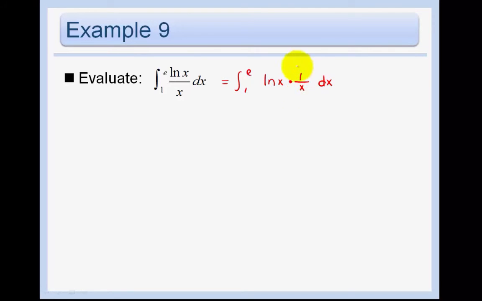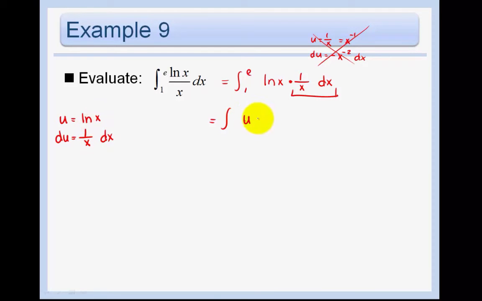If I let u be 1/x, then du would have been negative x to the negative 2, which you don't see here. So that can't be right. But if I let my u be ln x, then the derivative of ln x is 1 over x dx, which I do see here. Perfect. Okay, gonna leave off my bounds for a second.